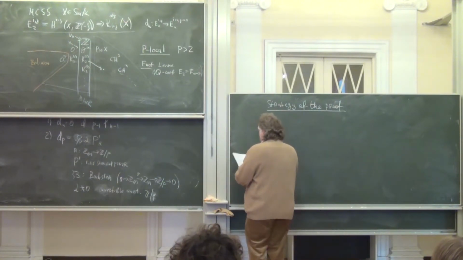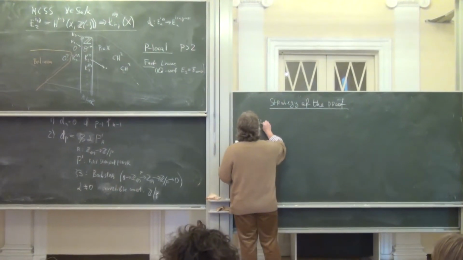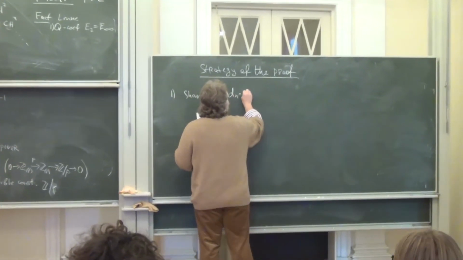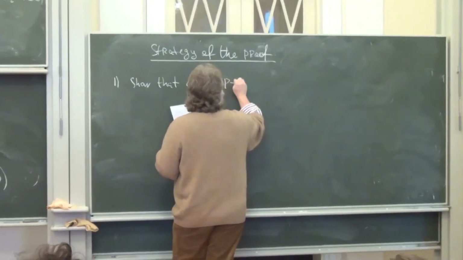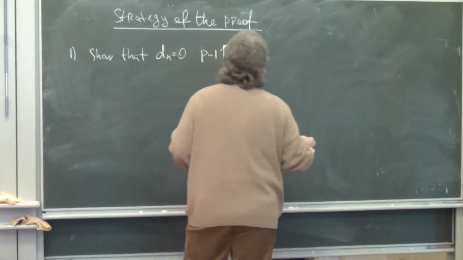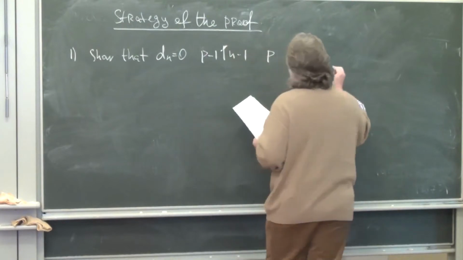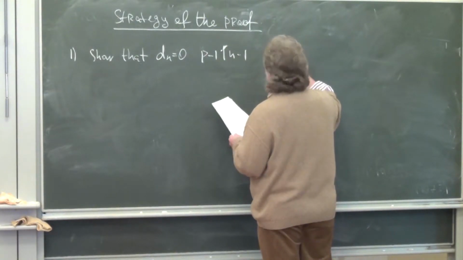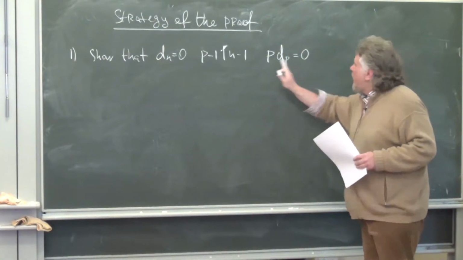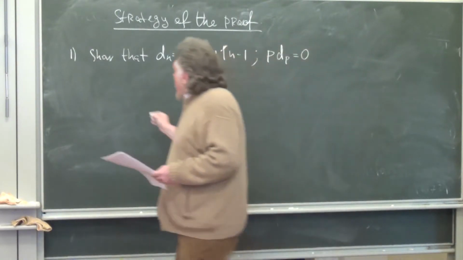Okay, so what about the strategy? So first of all, I'm going to show that d_n equals 0 for p minus 1 not dividing n minus 1. It's quite a simple part. And another thing I got as a bonus, so that d_p can be killed after multiplication by p.